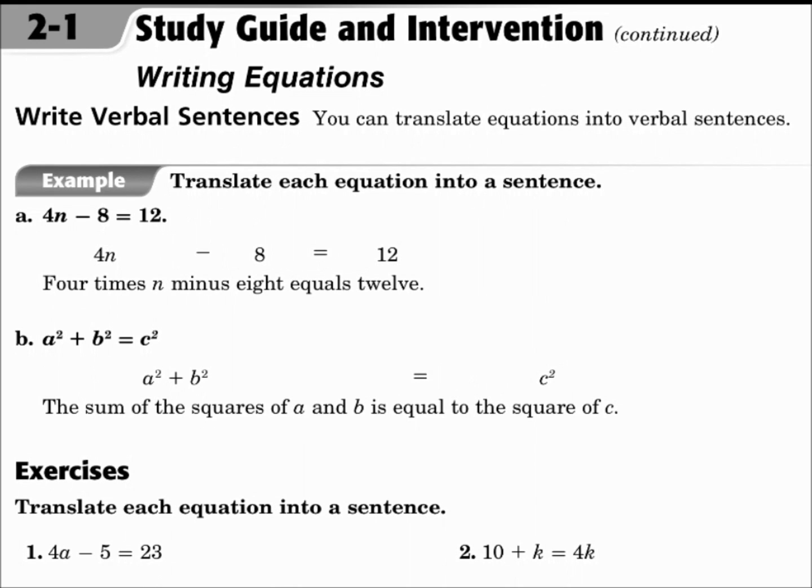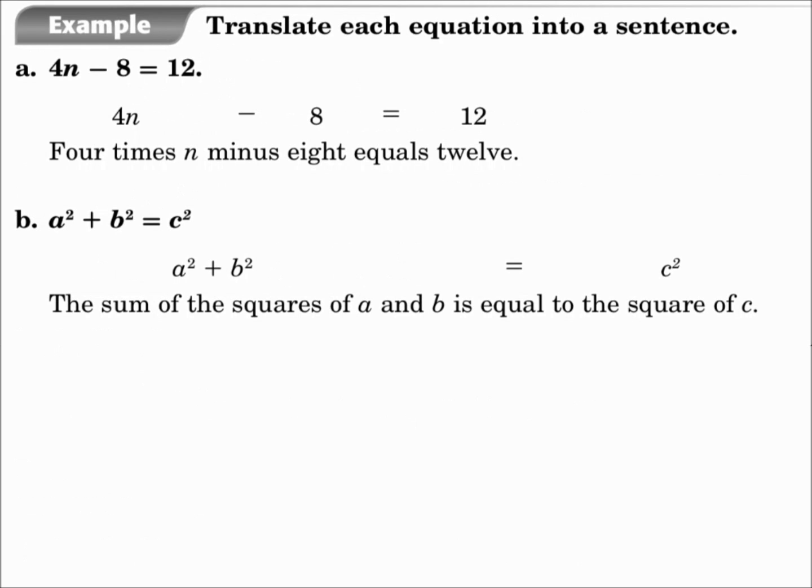You can also translate equations into verbal sentences. Translate each equation into a sentence. 4n minus 8 equals 12. Well, you can pretty much write the sentence the way you say the equation. Your 4n could be 4 times n. Minus is minus. 8 is 8. Equals is your equal sign. And 12 is 12.